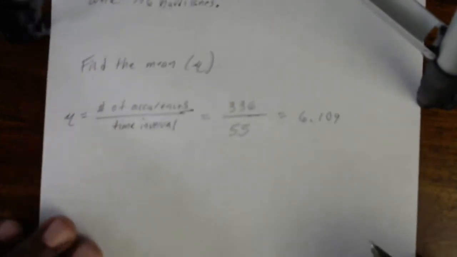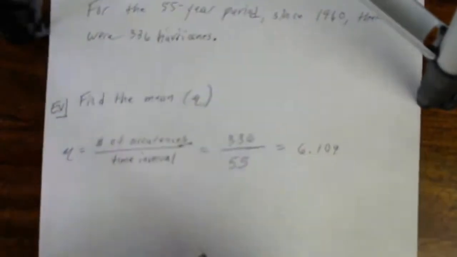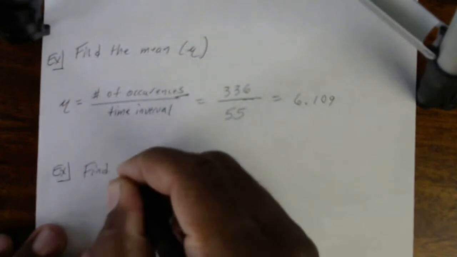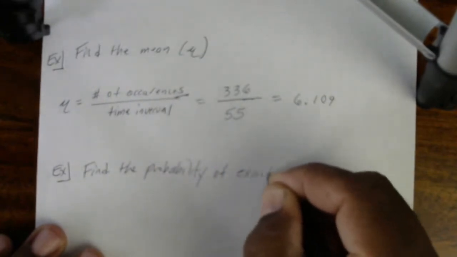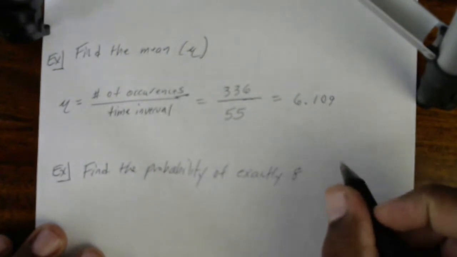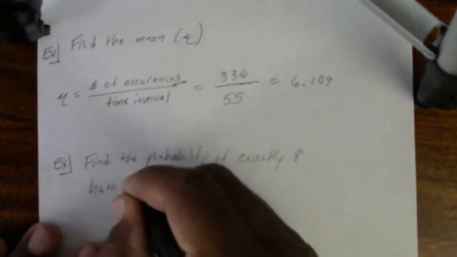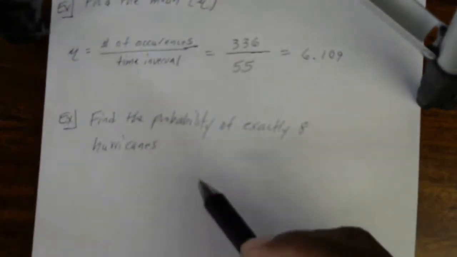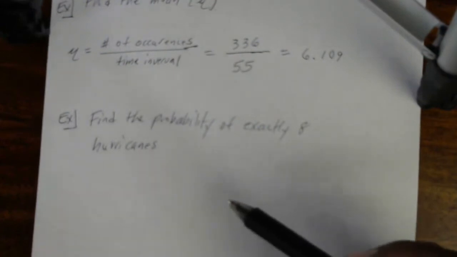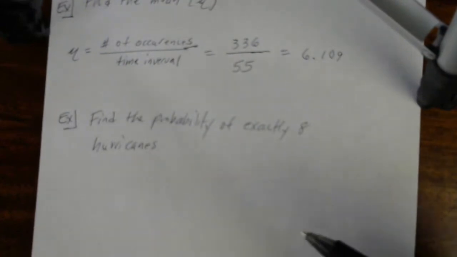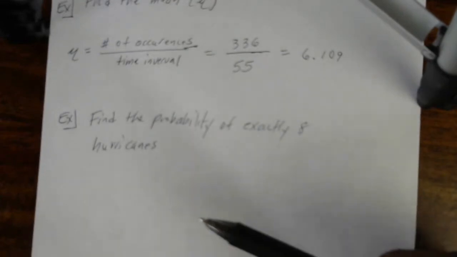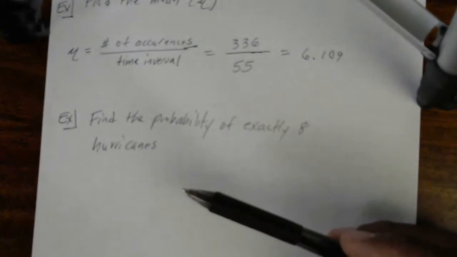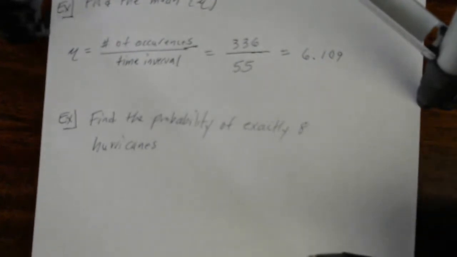And next we're asked to find the probability of exactly 8 hurricanes. Now we're actually going to look at this two ways. We're going to look at this by using the formula, and then by using the calculator. Now I don't expect you to use the formula for every problem, but I just want to show the relationship between the formula and the calculated results, because there is an actual formula driving the probability.